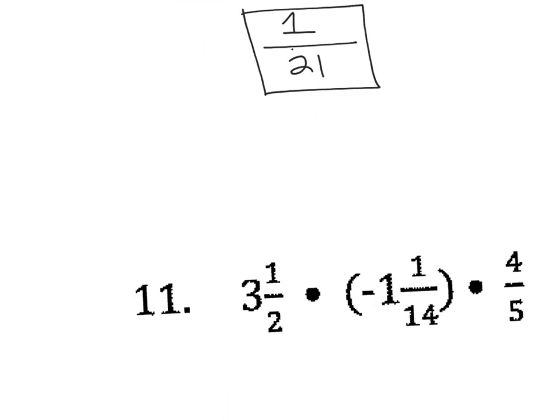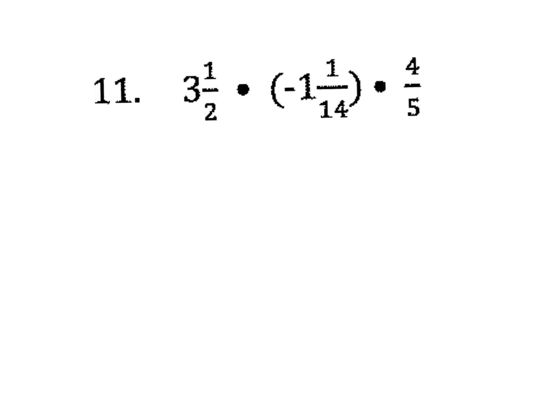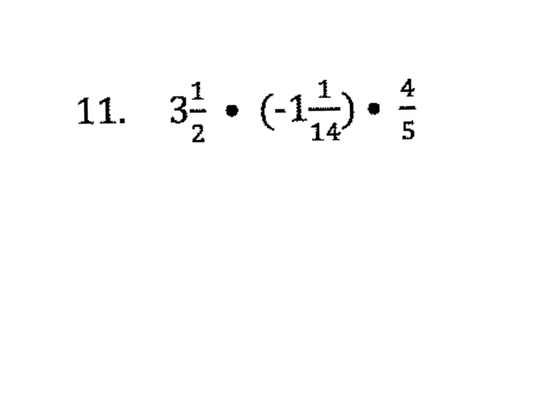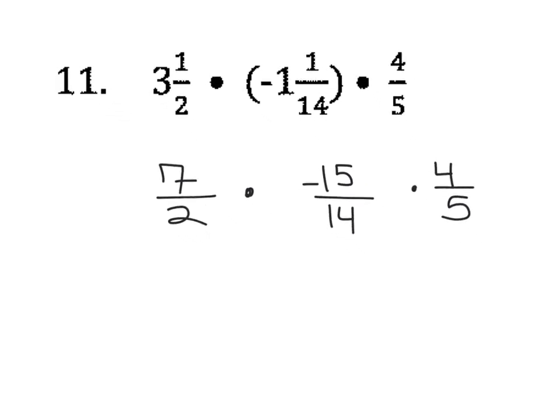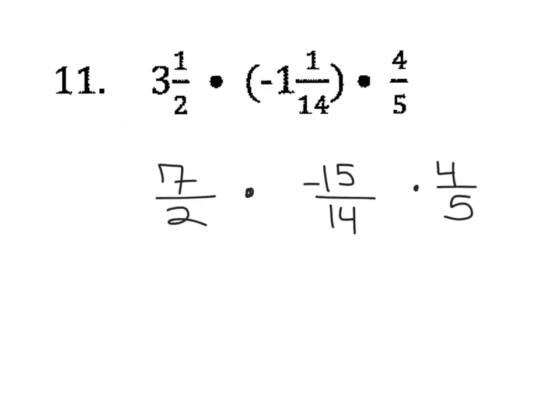All right, for number 11, I've got another multiplication problem, 3 1/2 times negative 1 1/14 times 4/5. Again, you need to remember that we are simplifying our mixed numbers into improper fractions. So my first one is going to be 7 over 2. My second fraction will be negative 15 over 14. And my third fraction will be 4 over 5. If you don't know how to turn a mixed number into an improper fraction by now, please raise your hand and wait for me to come over so I can help you with this.